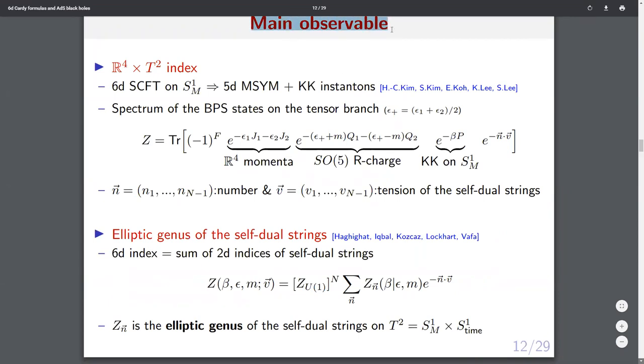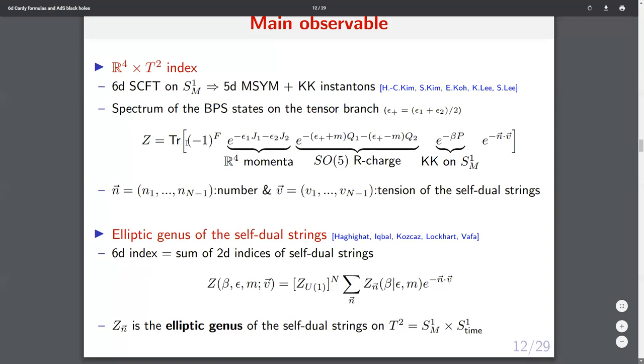Our main observable is, as I've said, the alpha times T2 supersymmetric index. It is basically an index of a 6D SCFT compactified on the M-theory circle. After this circle compactification, we obtain the 5D maximally supersymmetric Yang-Mills theory with Kaluza-Klein instantons, which parameterize the Kaluza-Klein momentum on this M-theory circle. So this alpha times T2 index counts the spectrum of the BPS states on the tensor branch, and it takes the following definition.